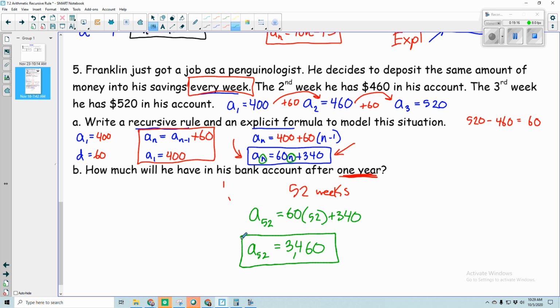So his money grew quite a little bit over the time that he was depositing over a year.